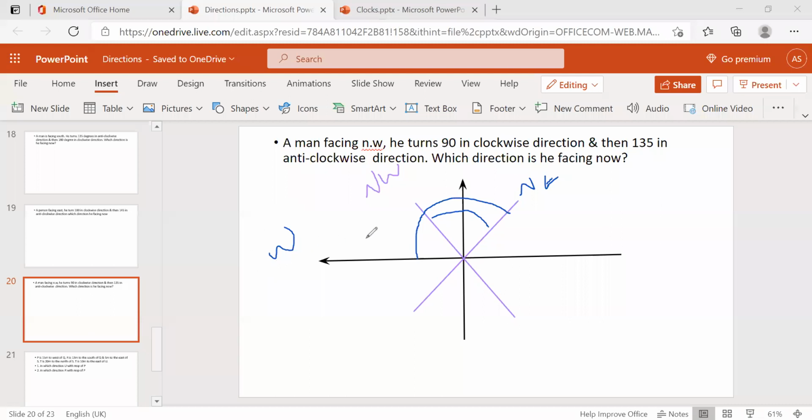So without a diagram also you can say directly. I said 90 degrees and 135 degrees. Just subtract this. 45 degrees anti-clockwise. Anti-clockwise means he is facing here, and 45 degrees anti-clockwise. Directly we will get west, right?